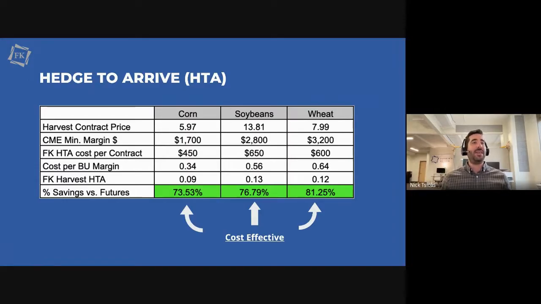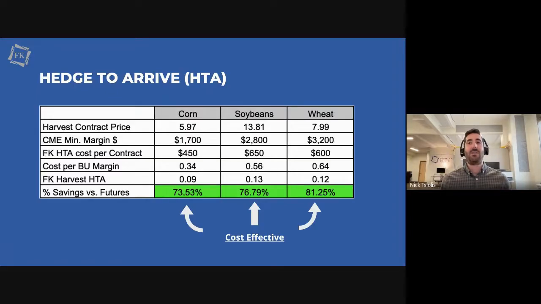Well, if you look at the HTA cost per contract through Farmer's Keeper at the rate that comes off of your settlement check, our harvest rate for an HTA is 9 cents for corn and 13 cents for beans. So when you compare that times 5,000 bushels, that's only $450 that you have to pay, which, if we look at the bottom on corn, is a 73% savings versus doing it on the board. On wheat, it's the biggest. It's actually 81%, almost 82% savings versus selling your grain on the board.